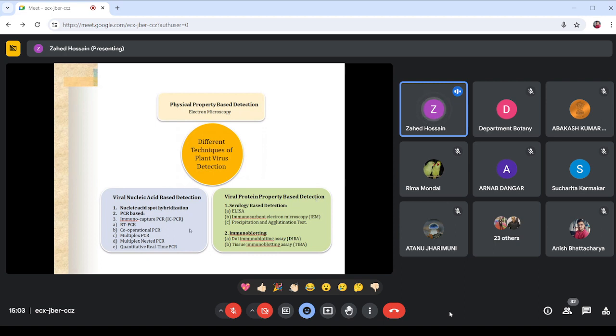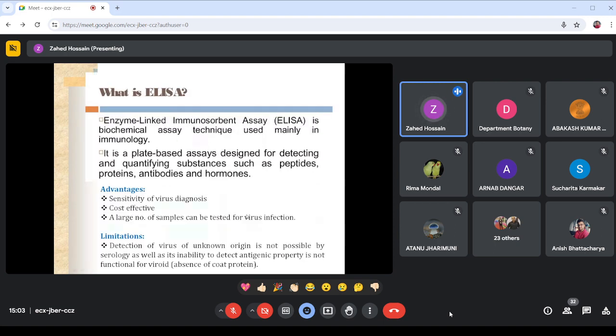One important one is ELISA. ELISA is nothing but an enzyme linked immunosorbent assay. That is a biochemical assay that is used for detection of plant viruses in the tissue raised plant. The advantage is it is very sensitive and also very cost effective. You see that a large number of plant samples can be tested within a very short time.